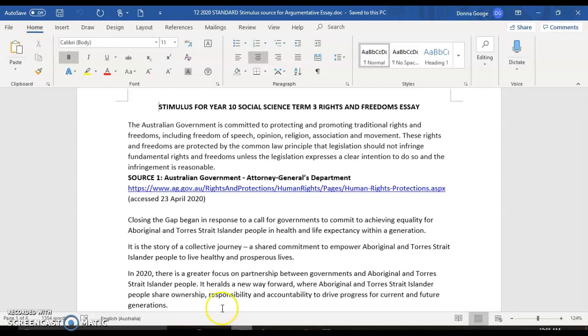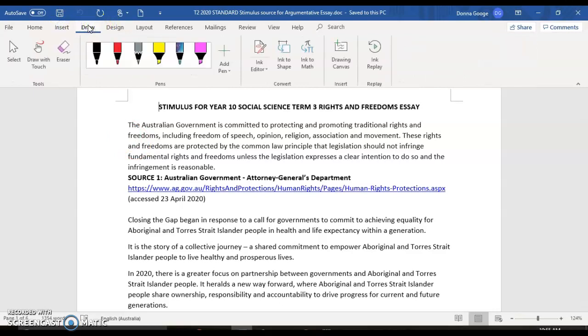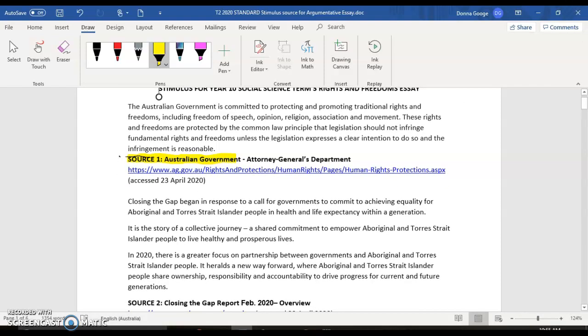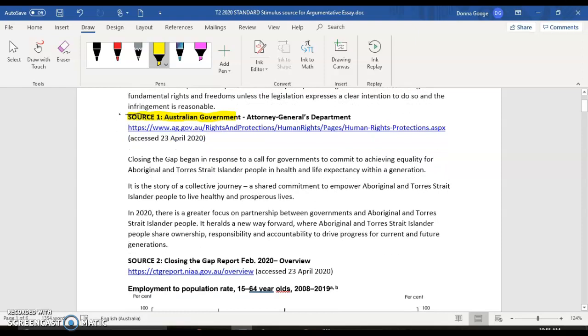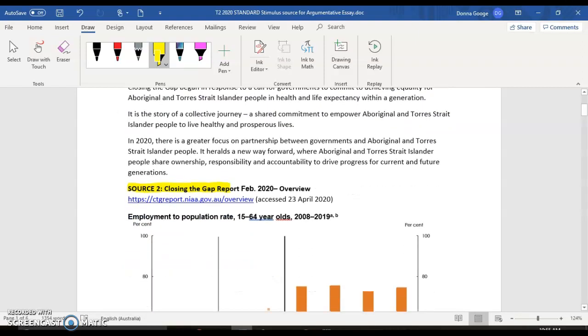In your assignment, you have been given a range of stimulus. Now, those stimulus cover a range of health, wealth, and education topics. These first two sources: Source 1 is just a background to our Australian rights and values. Source 2 is an extract from the Closing the Gap report. It gives us an overview on what Closing the Gap is about.